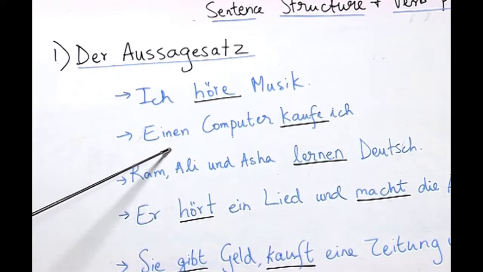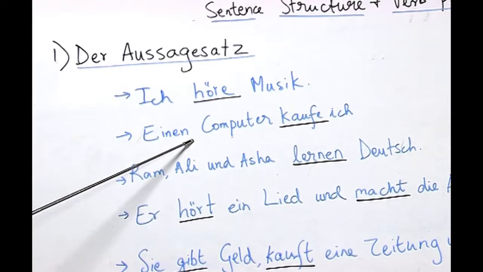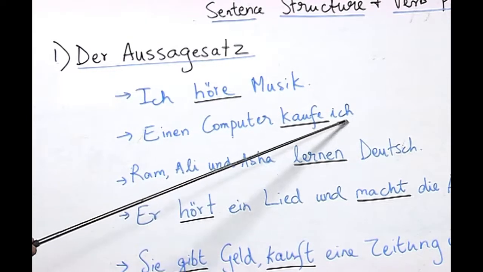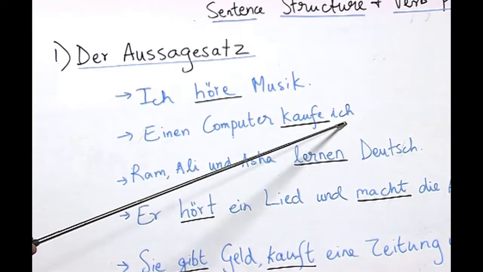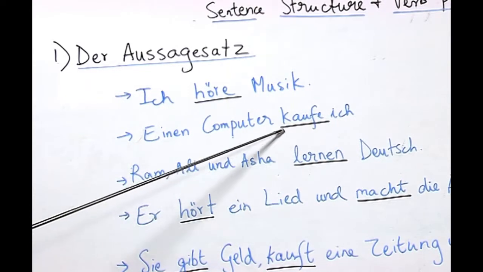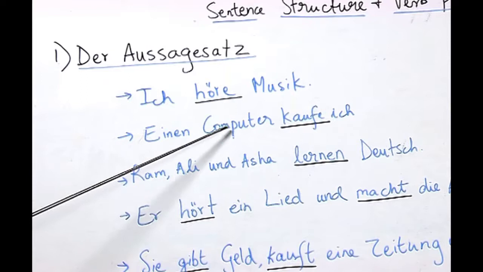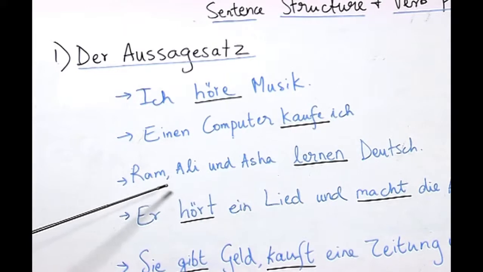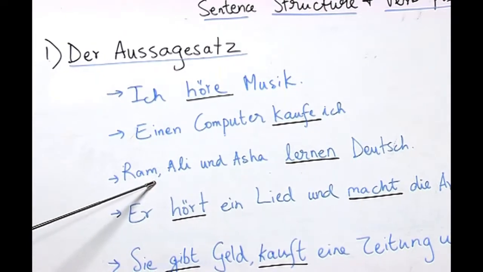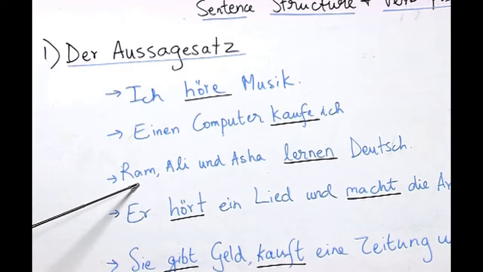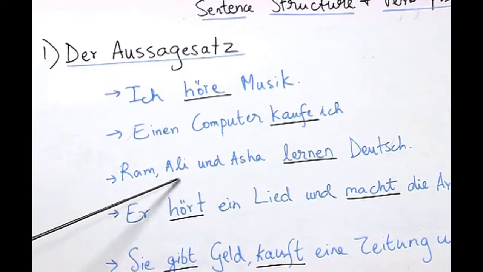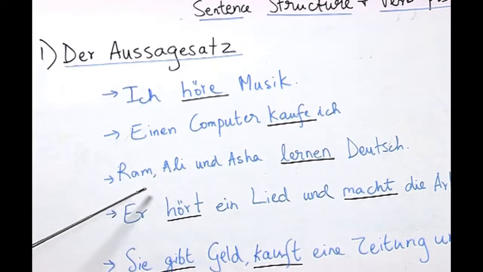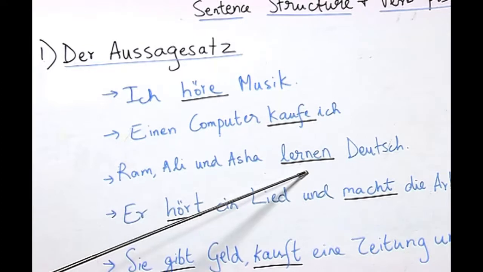Now let us look at this sentence. Here we have an indefinite article, einen, we have the noun, we have a verb, and we have the pronoun, which is the subject. Now, can you tell me the position of the verb here? Here it is second, here you might think it is third. Now let us look at the position of the verb in this sentence. Here it is after 4 words, out of which Ram, Ali and Asha are the nouns and und is the connector. So here after 4 words we have the verb.